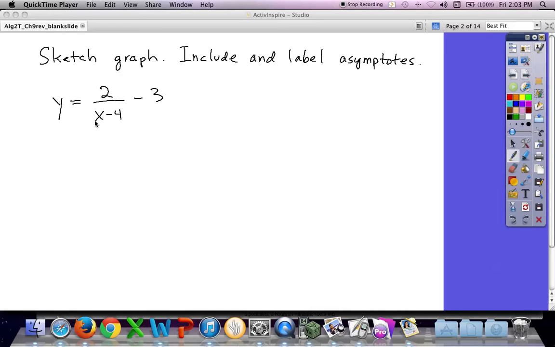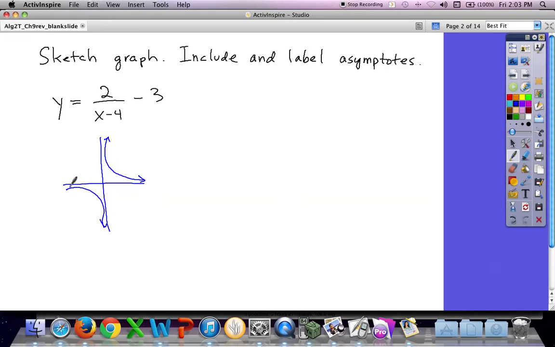That's the inverse variation. And we know that an inverse variation generally looks like that. And it has asymptotes on the x-axis, which is y equals 0, and on the y-axis, which is x equals 0.